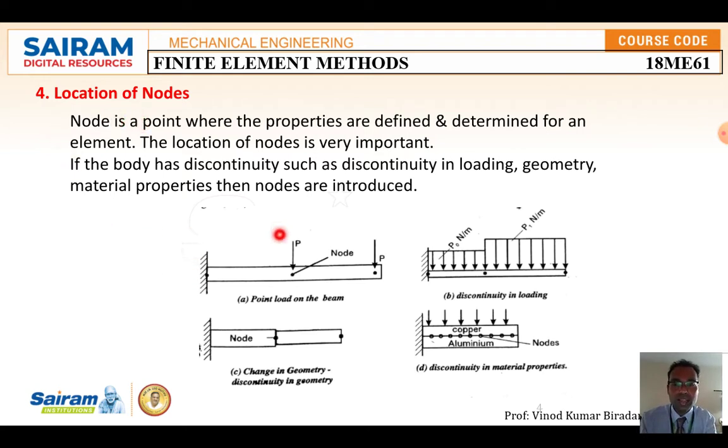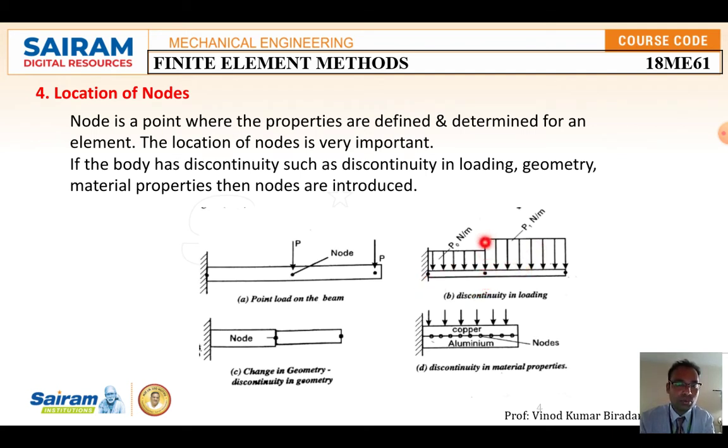Look at the diagram here. This is just an example. A point load on the beam, with one end fixed and force acting on the other end, so a node will be introduced here because there is a point. Coming to the second diagram, this is a discontinuity in loading. Here the load is different, and here the load is different, but we denote the node in between these two.